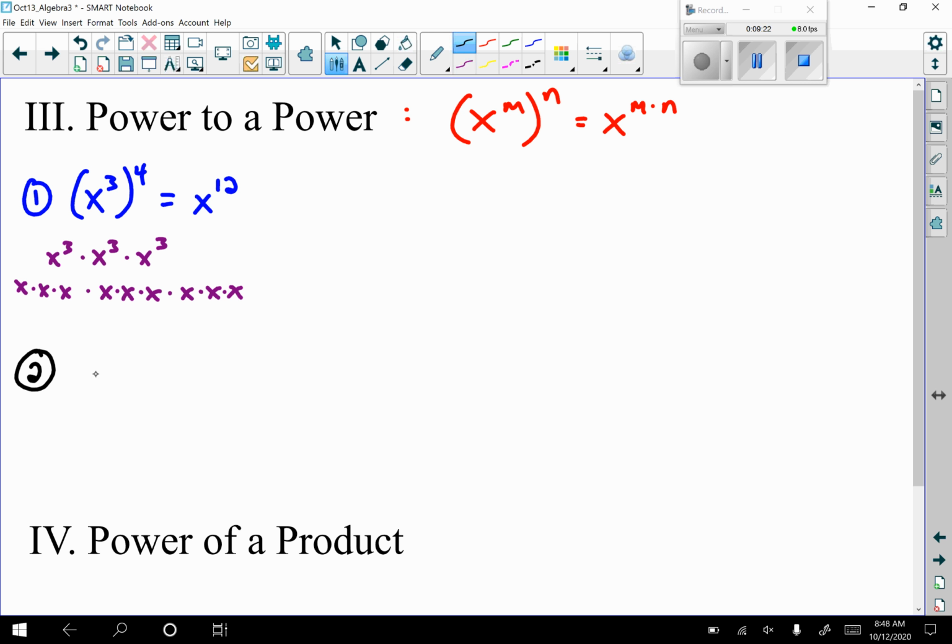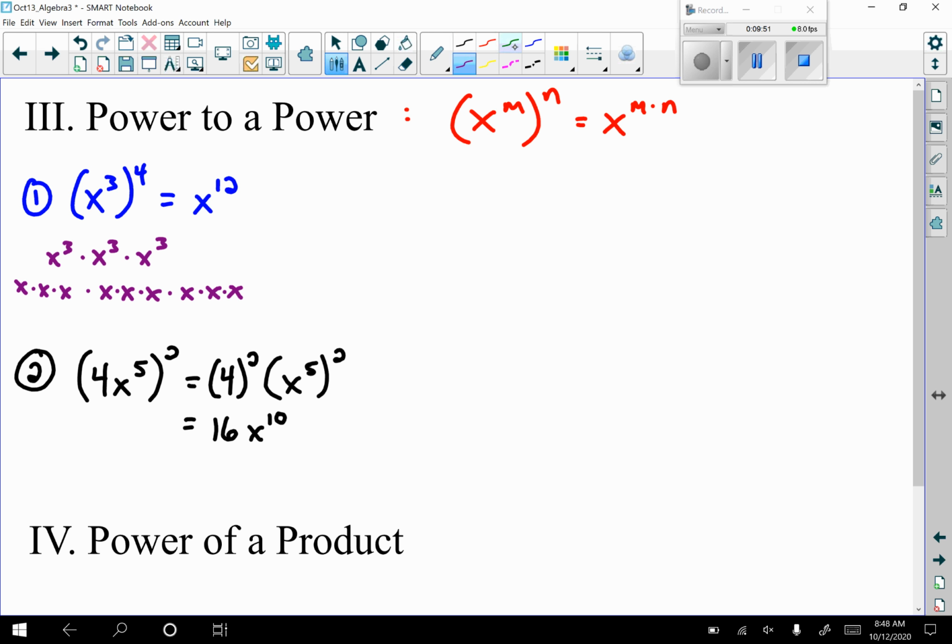Let's try 4x to the 5th, squared. Now here, because we have a coefficient, I'm not multiplying the 4 times 2, I'm raising it, so this really becomes 4 squared times x to the 5th squared, which is actually what I'm going to get into in this next law here. So 4 squared will give me 16, and then I multiply the powers here, so I'm getting 16x to the 10th.